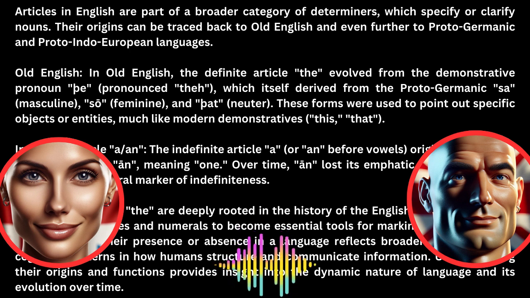Well said. Listeners, we hope you've enjoyed our deep dive into the world of articles. We've learned about their origins, their functions, their evolution, and the surprising fact that they aren't universal. So the next time you encounter an a or the, take a moment to appreciate the long and winding journey they've taken and the subtle but essential roles they play in shaping our understanding of the world around us.